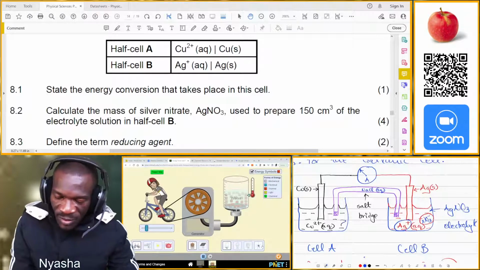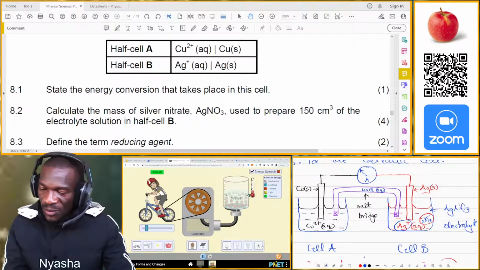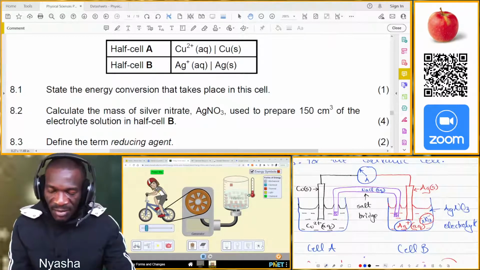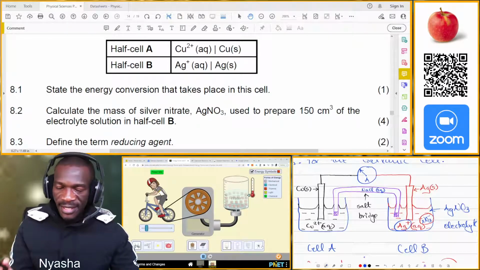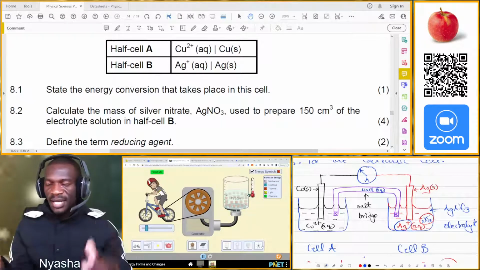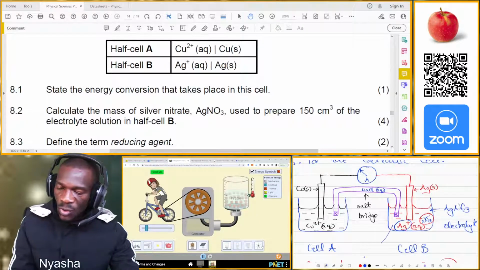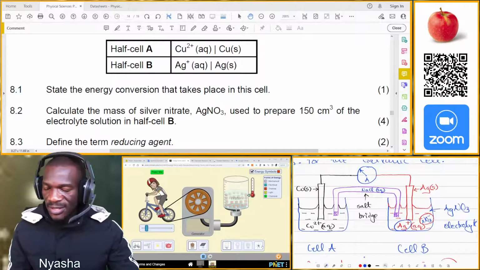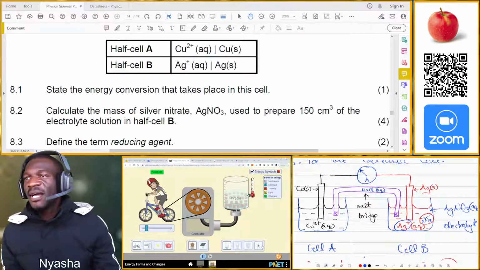This one we do not know. We've not been told what it is. So if this is silver nitrate, we can maybe hope that this is copper nitrate as well. But the whole idea is these two half cells are actually made of a metal that is immersed in a solution of its ions. Okay, so we now have our silver nitrate as our electrolyte. So we now know what it is.